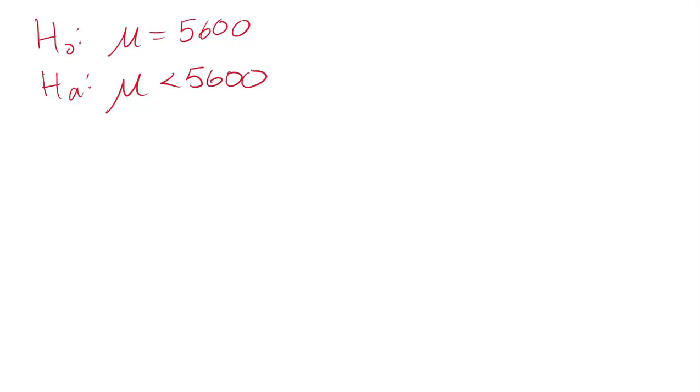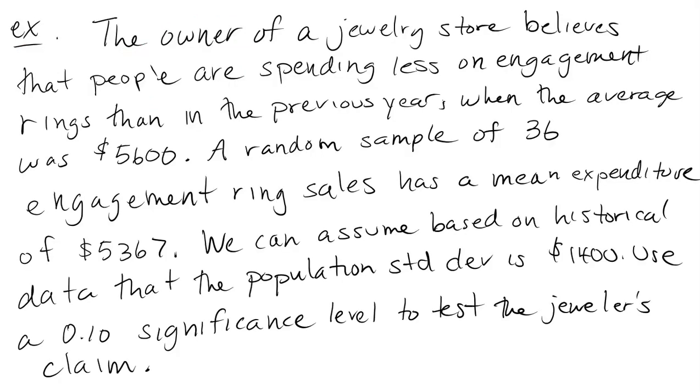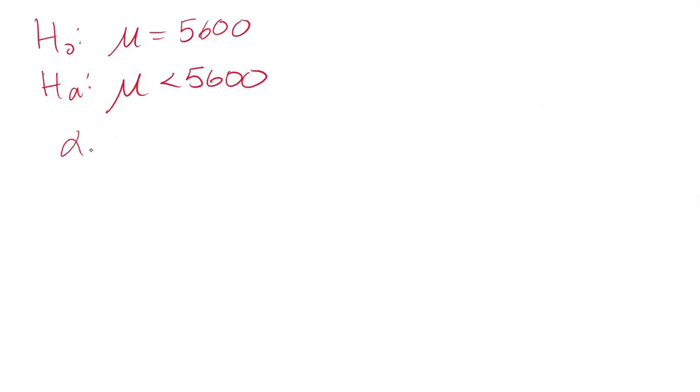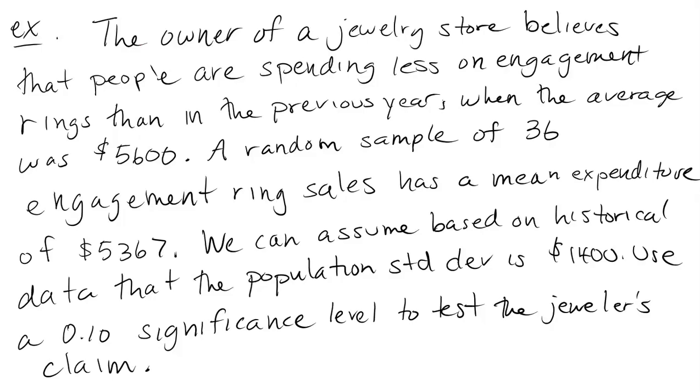Took us a little more work to get there, but same idea. Step 2 is to find alpha. And here we didn't use the symbol sigma, but it says 0.10 significance level. So alpha is 0.10. Step 3, find the sample evidence. There was a random sample of 36 engagement ring sales, and the mean was $5,367.